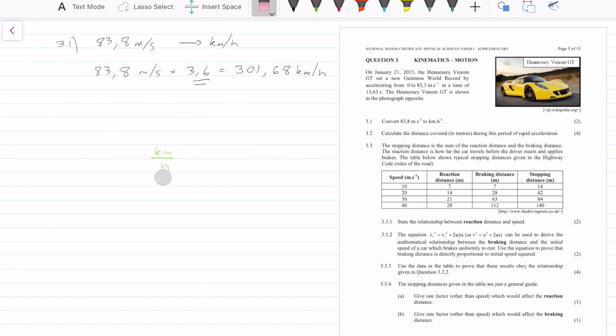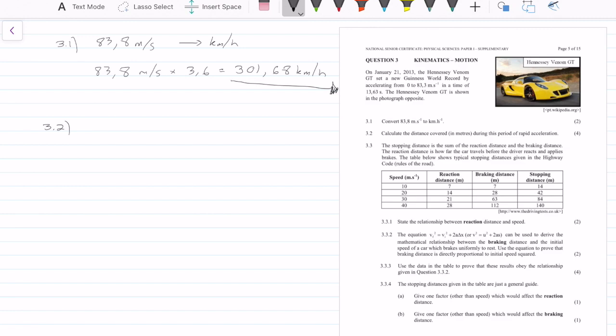So that's how we get to this 3.6 value. I think most of us just learn it as a rule, but it's also important to know how we actually get there. But that's the answer to the first question. So moving on to question 3.2. Calculate the distance covered in meters during this period of rapid acceleration.